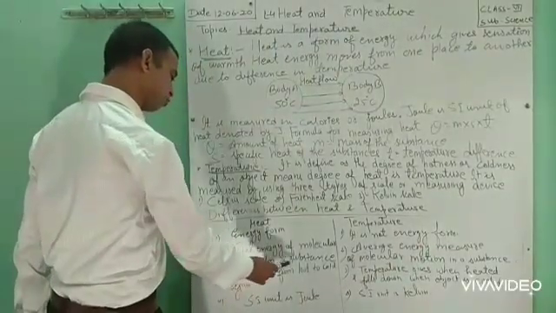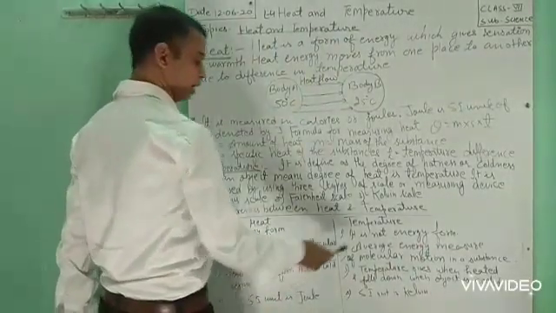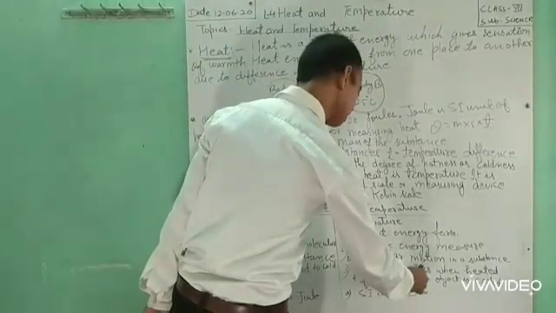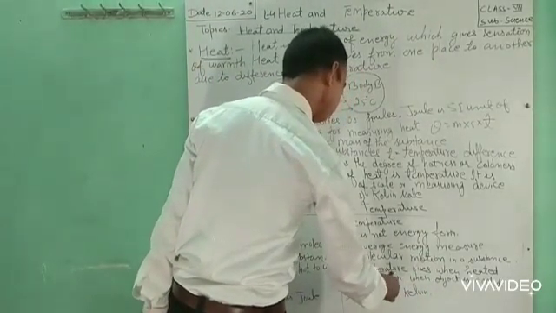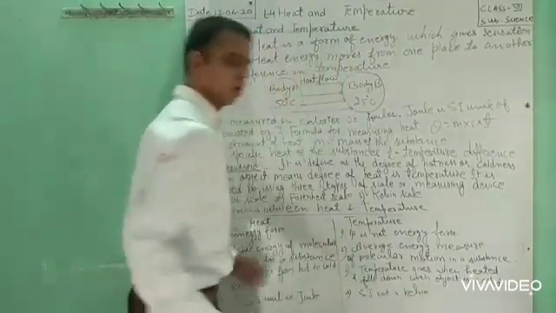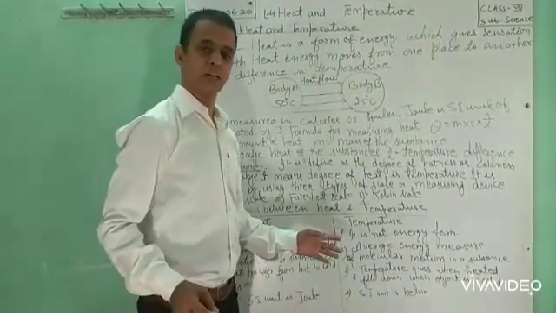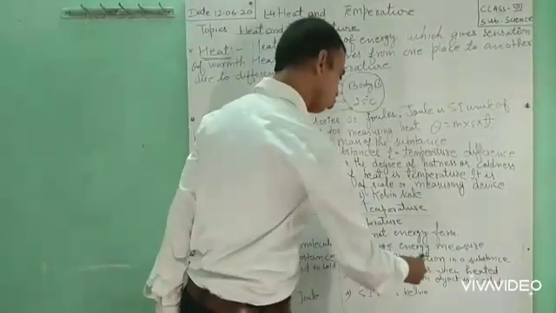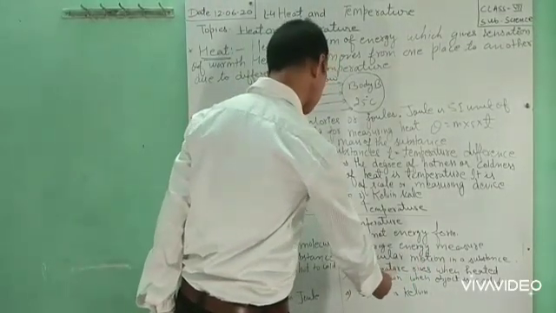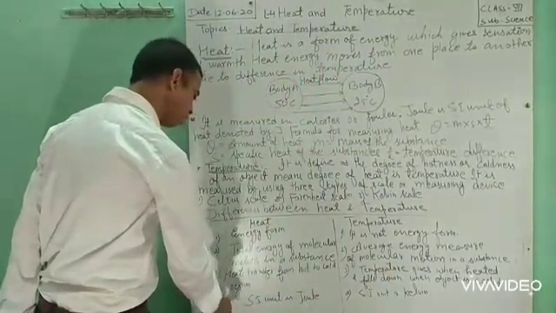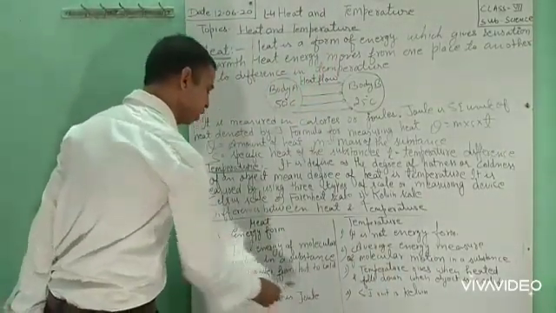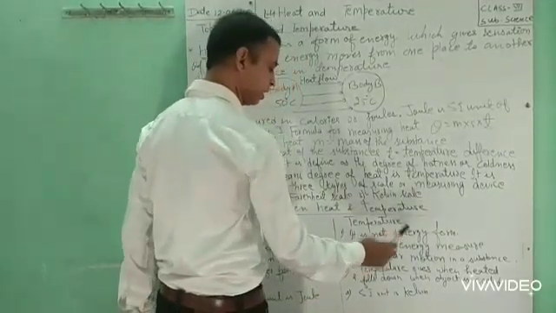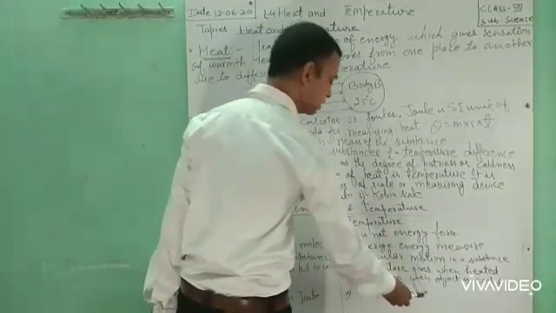Third, heat transfers from hot to cold region, but temperature rises when heated and falls when the object is cooled. So when we heat the object, its temperature increases, and when we cool the object, its temperature falls. Number 4, the SI unit of heat is joule, but the SI unit of temperature is Kelvin.